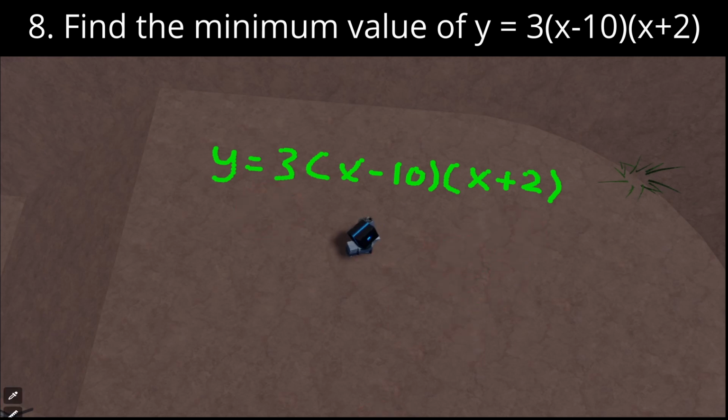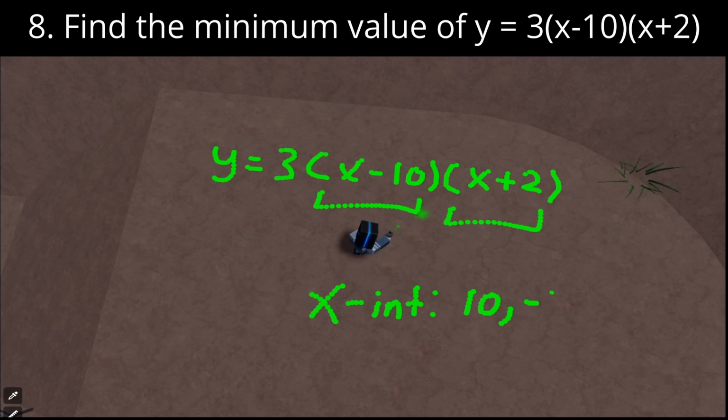To do that, because this is in intercept form, because it has been factored, we can find the x-intercepts. To do that, just take the number inside the parentheses and flip it. So our x-intercepts are just going to be minus 10 turns into a plus 10, and then plus 2 turns into a minus 2. And then what do you do with those x-intercepts? What you know is that the vertex is located halfway between those x-intercepts.